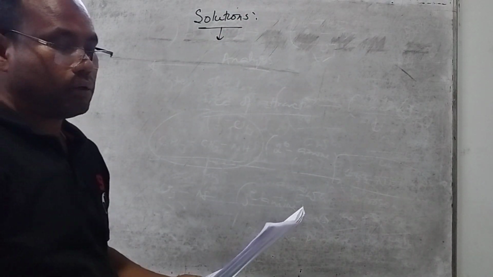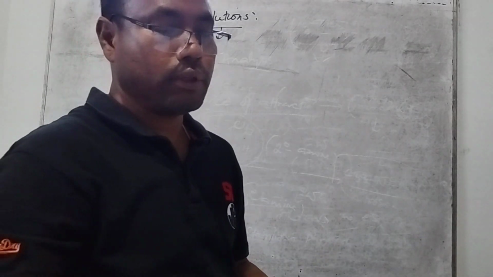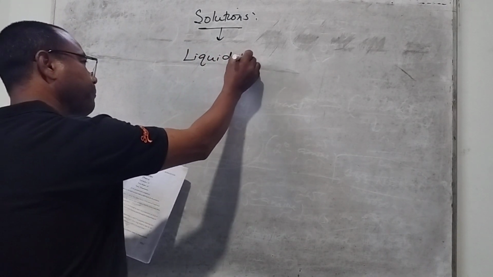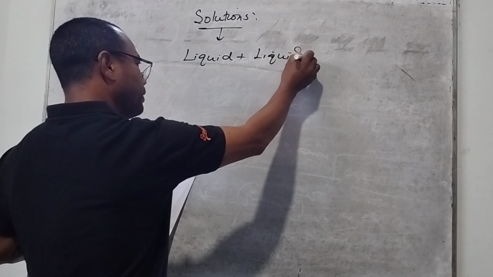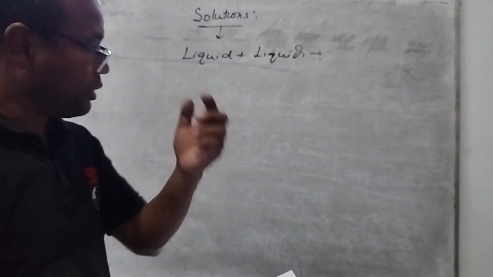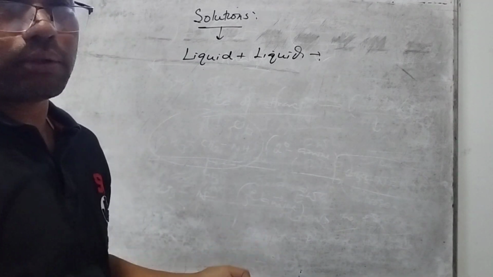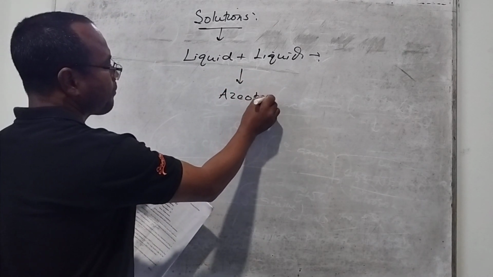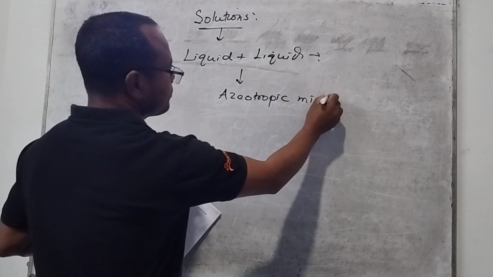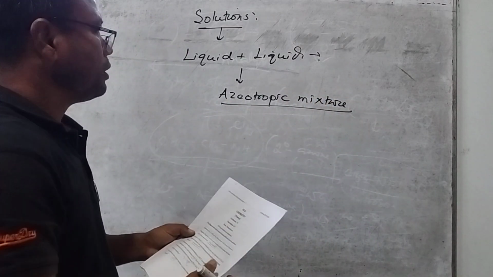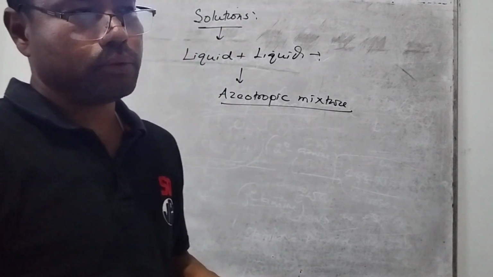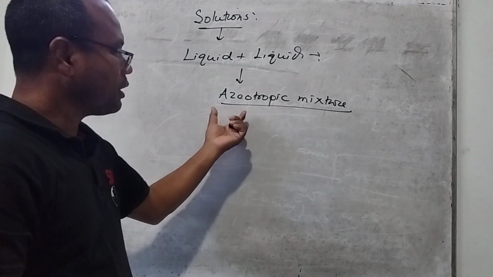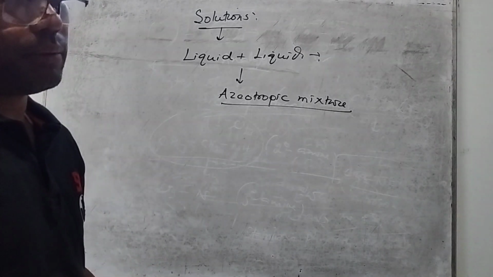Now here in our solutions, this is the solution of liquid in liquid, alright? So liquid solution. Here this mixture of liquids boils at one particular temperature. That liquid mixture we call an azeotropic mixture. So different liquids having different boiling points, when we mix them together, that mixture boils at one particular temperature. That mixture we call an azeotropic mixture.